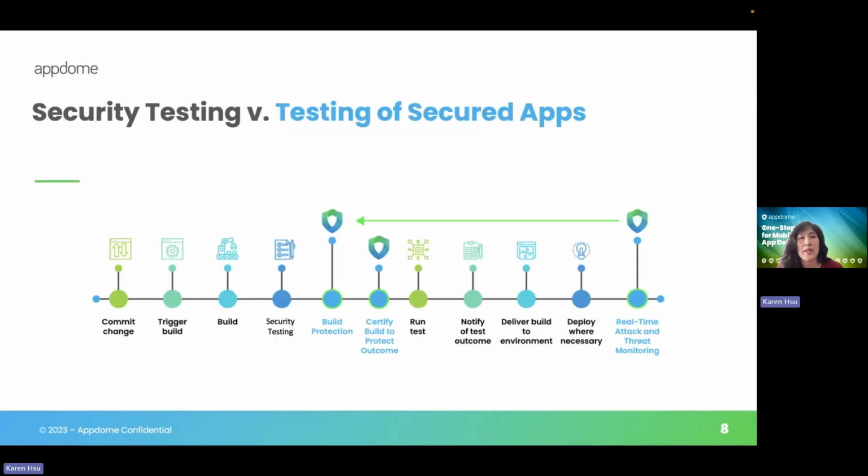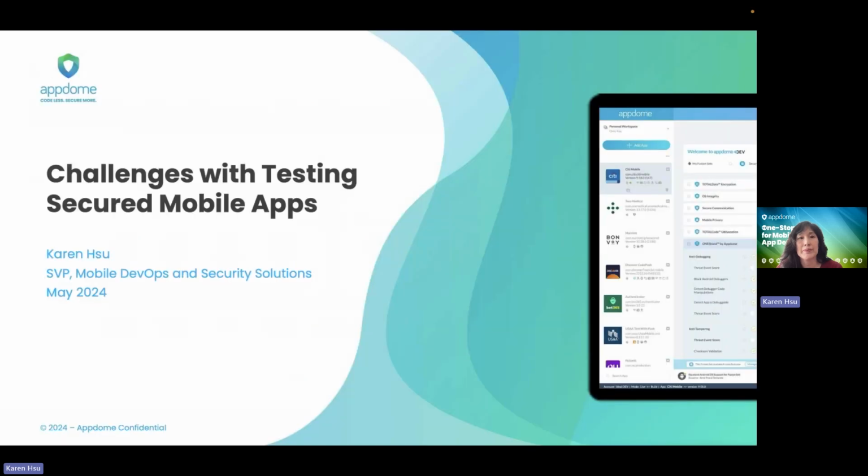So what Appdome is proposing is a different process, and that is to really address the building of protections in early and automating those protections in so that the developers don't have to code, they don't have to make those fixes manually, and they have an automated process for making those fixes.